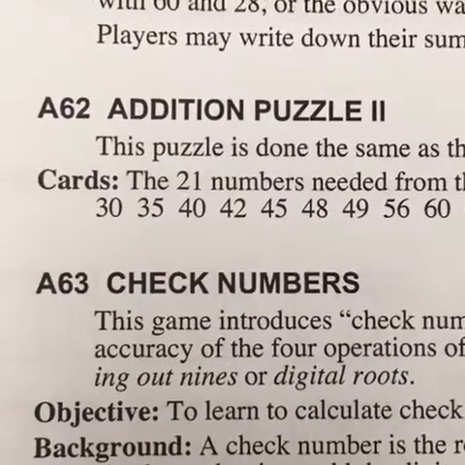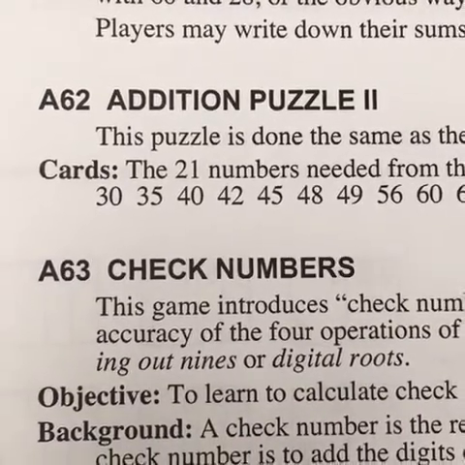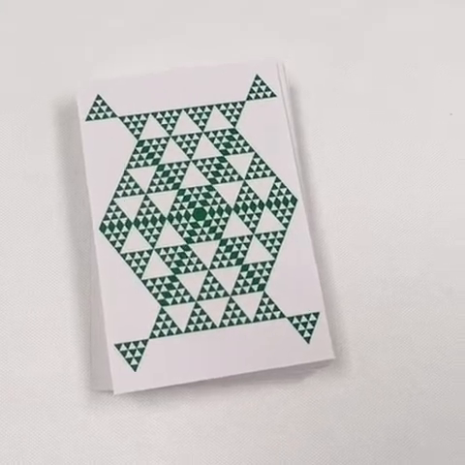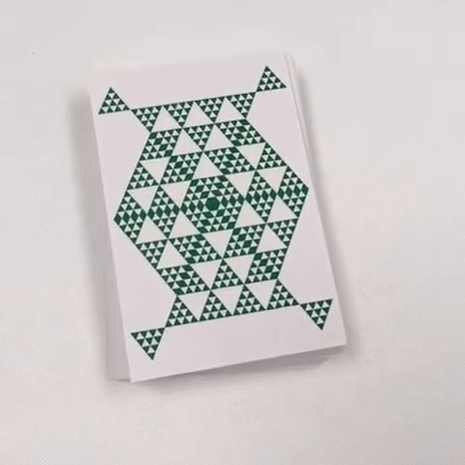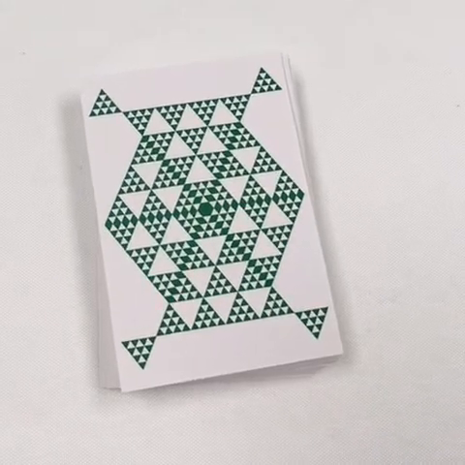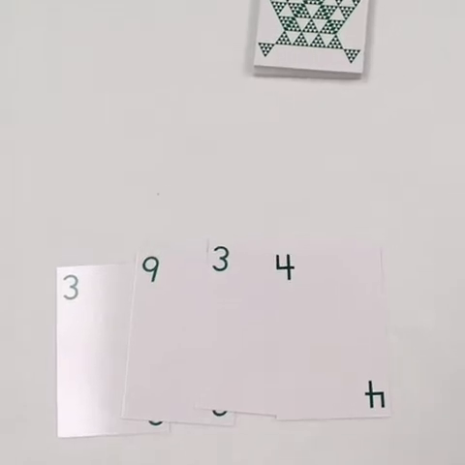So now, real quick, I'm going to show you how to play A63, which is the check numbers game. I took out all the 10s from my basic number deck, and then I took about half the deck to play this game. And to set it up, you want to deal to each player 4 cards. So the goal of this game is to practice finding the check number.